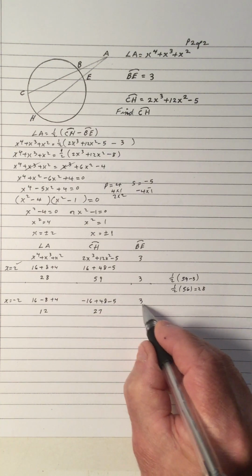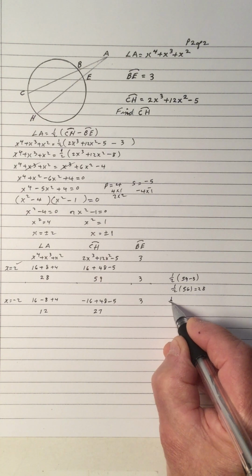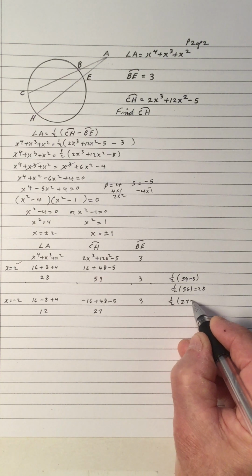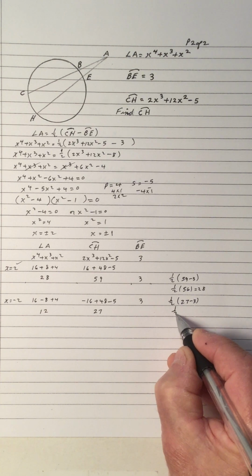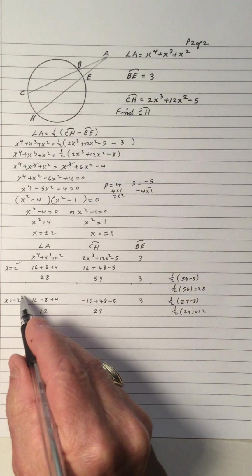So let's check this out. We have a half of 27 minus 3. So that's a half of 24, which is a 12. So negative 2 works.